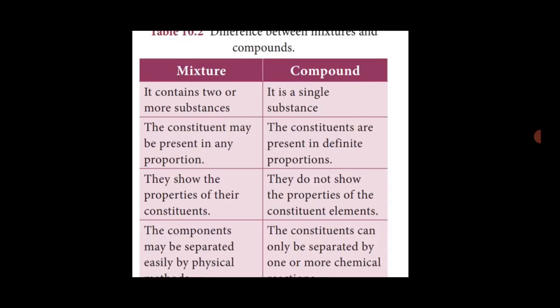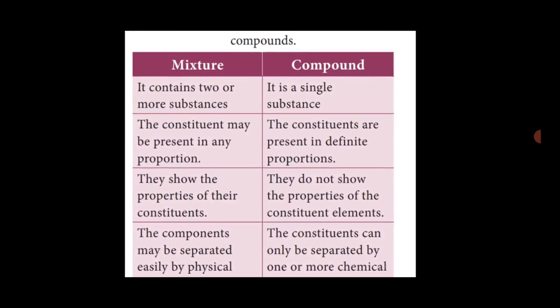In a mixture, the constituents may be present in any proportion. But in a compound, the constituents are present in a definite proportion. A mixture shows the properties of its constituents. But a compound does not show the properties of its constituent elements.